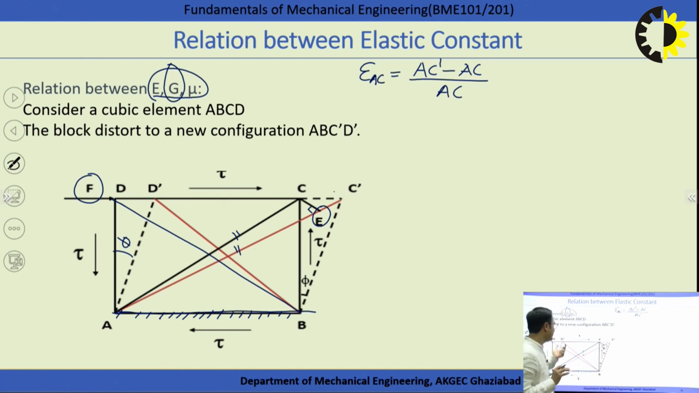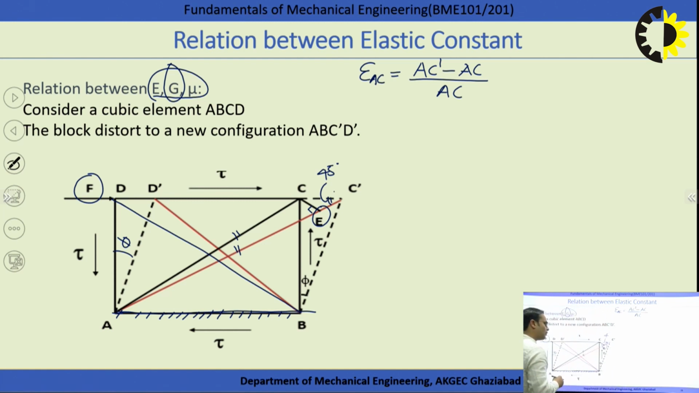CC dash and DD dash are arcs, because when the change takes place, the angular deformation is represented by an arc. Or we can consider these arcs just like a straight line, and this angle is almost equal to 45 degrees, because the change is very small. When we consider phi very small, this angle is almost the angle of the diagonal of any square, that is 45 degrees, right?